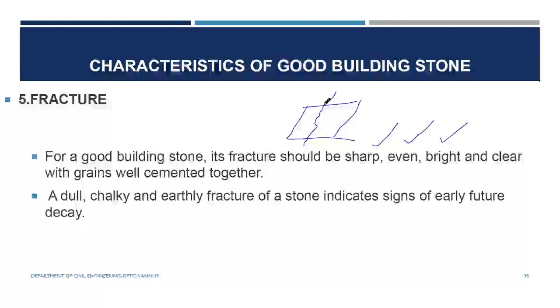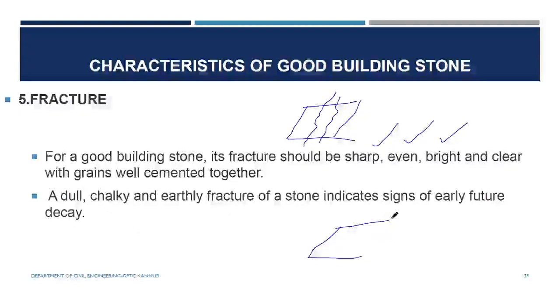There will be many fractures. In some planes, it should be very sharp and even, bright and clear. That is always the weakest plane, but the grains will be cemented together, so there won't be any breakage. If there is breakage, that may affect the quality. A dull, chalky, and earthy fracture of stone indicates signs of early future decay.